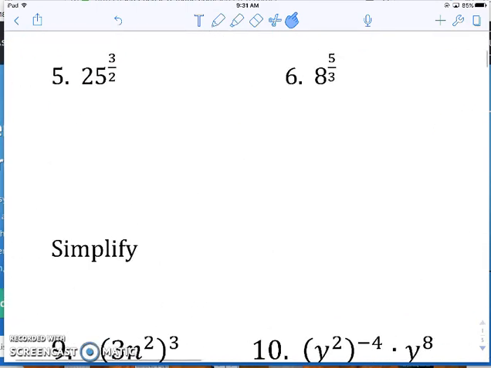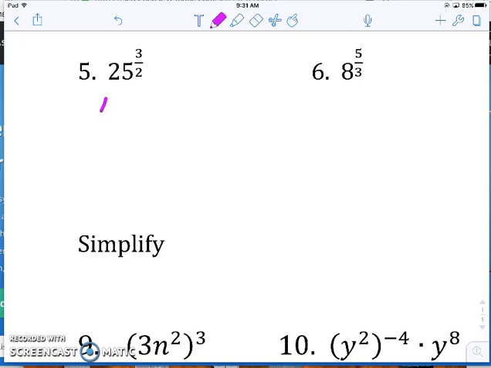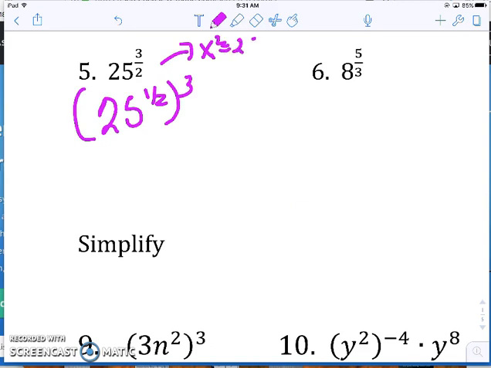Number 5 here, 25 to the 1/2 cubed. So what number squared gives you 25? So that's 5. So this is really 5 cubed, which is 125.